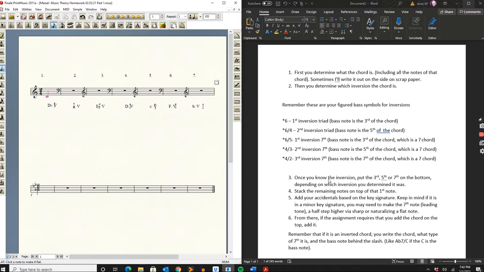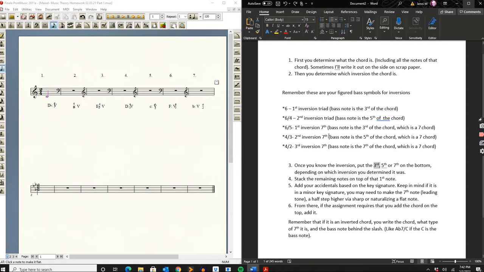So you've put your 3rd down because your inversion is a 1st inversion. If you had determined that it was a 2nd inversion, then you would go ahead and put down your 5th. If you determined that it was a 3rd inversion, then you'd go ahead and put down that 7th, etc., etc. Now you want to go ahead and stack the remaining notes on top of that 1st note.